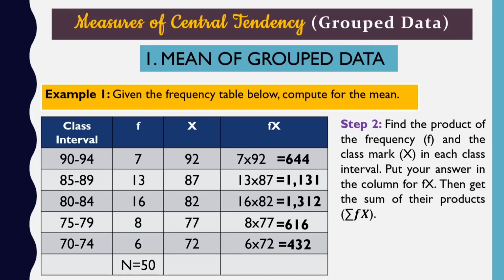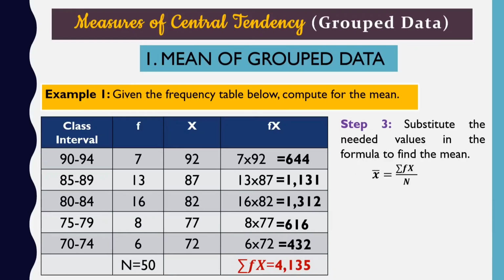After multiplying our frequencies and class marks, we get the sum of all the products. When we add all of these products, the result is 4,135. We already have our necessary data, which we will substitute in our formula. So we have here the value of the sum of f times x and the value of n. All we have to do is substitute.